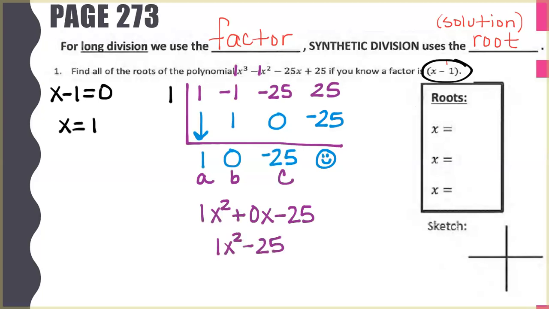That's the difference of two squares, so that would factor down to x minus 5 and x plus 5. So your three solutions would be 1, which is what we got from the factor. And when I set both of these equal to 0, my second two answers are 5 and -5. So we'll do a couple more.